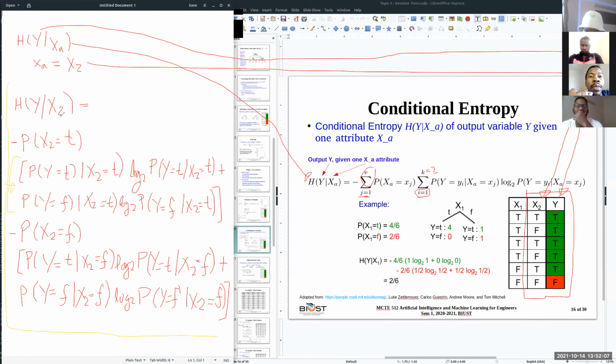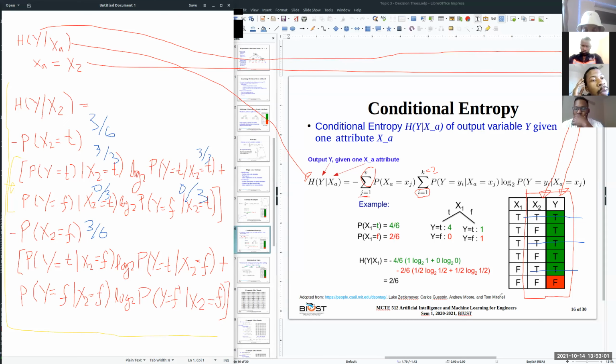If this is x2 now, x2 being true: 1, 2, 3, so this is 3/6 or 1/2. And false is also 1, 2, 3, so 3/6 false. When x2 is true, y is also true, so this is 3/3. And this is 0/3 because there's no false. The output is never false when x2 is true.